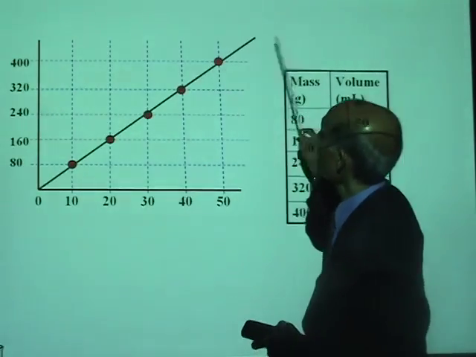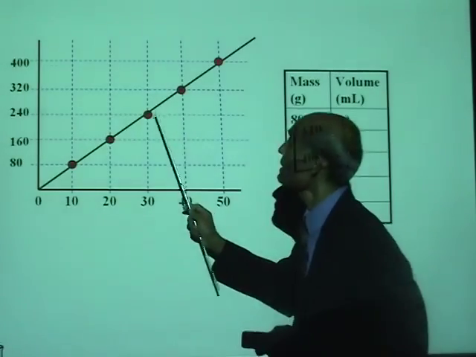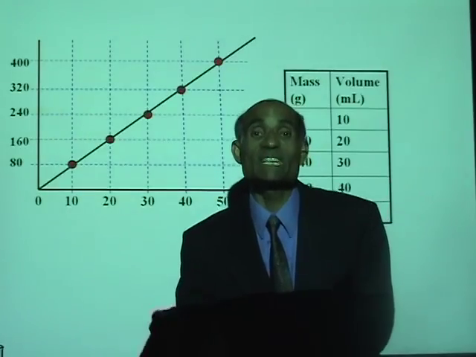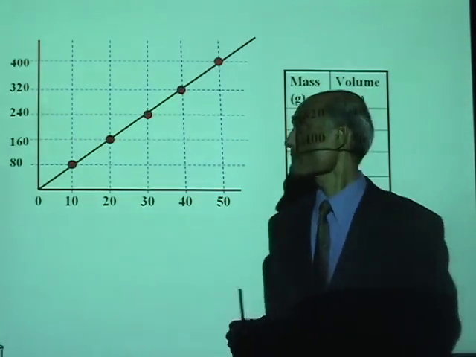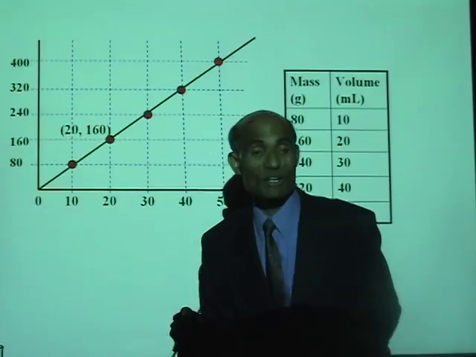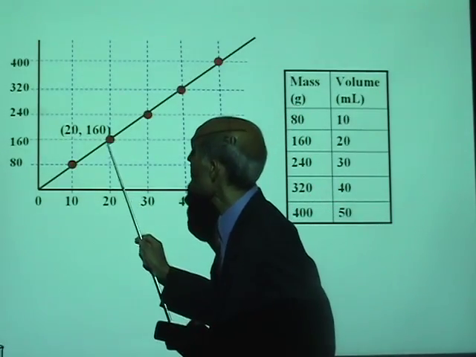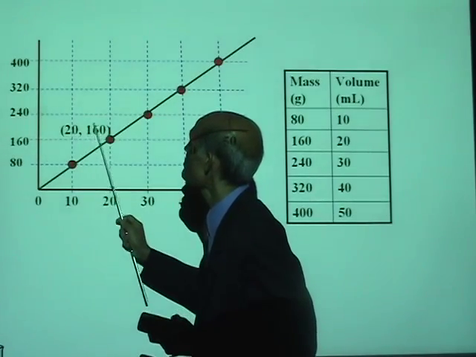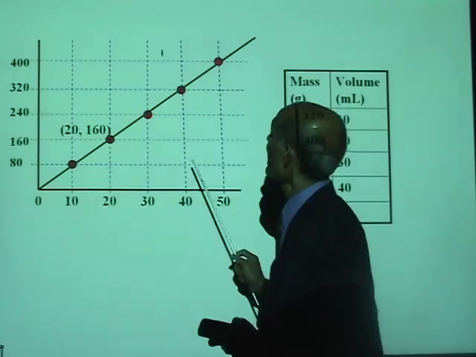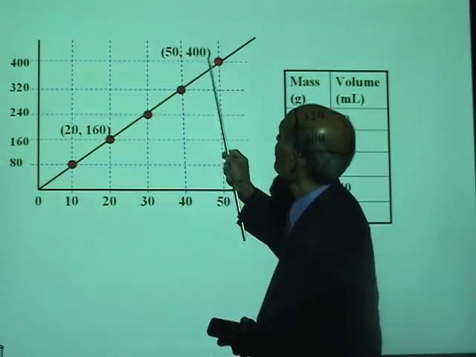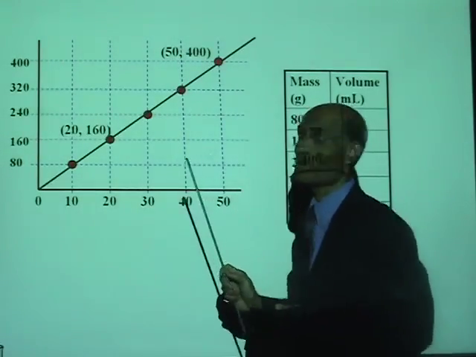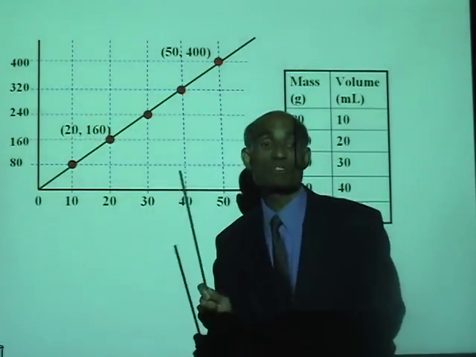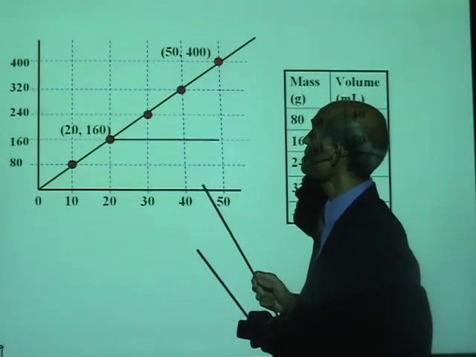Now draw a line through those points, and this is the graph of the equation m equal to d times v. See that? Now let's take 2 points in order to measure the slope. I'm going to take this point, which is x equal to 20, y equal to 160. And I'm going to take this one, which is x equal to 50, y equal to 400. I'm now going to use these 2 points to find the slope of this graph. And watch me do this.